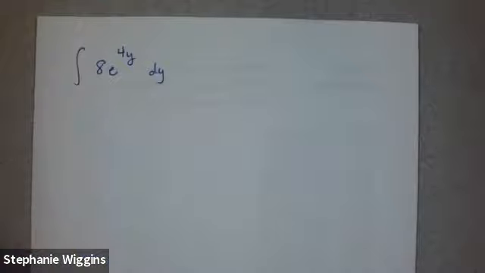And 59. This comes from section 4.5 where you do the U substitution. So we're going to integrate 8e to the 4y dy. And so actually, these are actually pretty easy to do. You really don't have to use U substitution, but that is the section that it comes from.